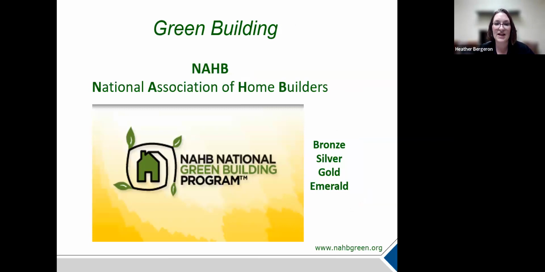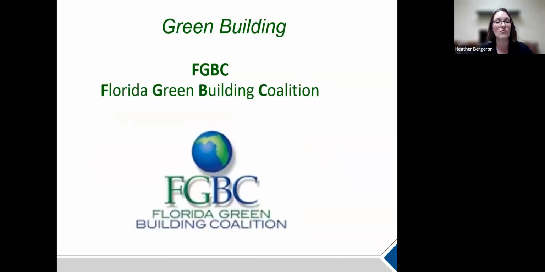The National Association of Home Builders also has different green building programs, with different tiers being bronze, silver, gold, or emerald. You can also pull up this information on their website, cited below in the right-hand corner. You have your Florida Green Building Coalition, standing for FGBC.